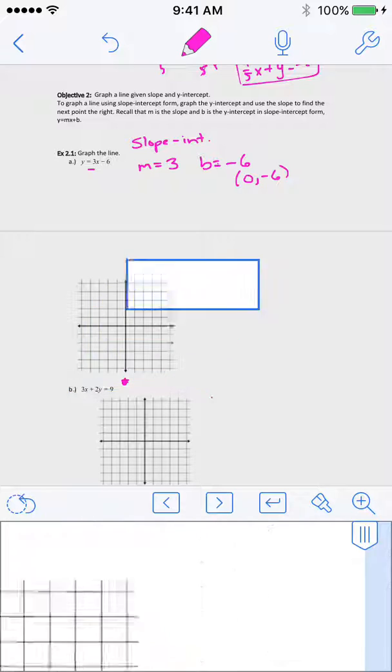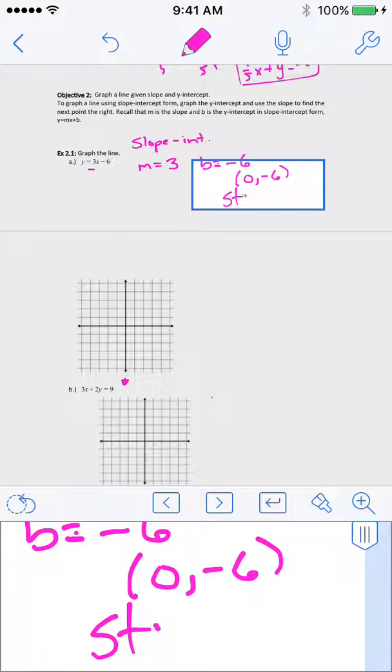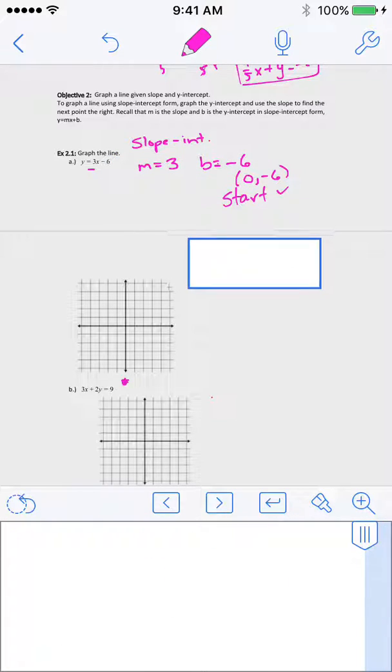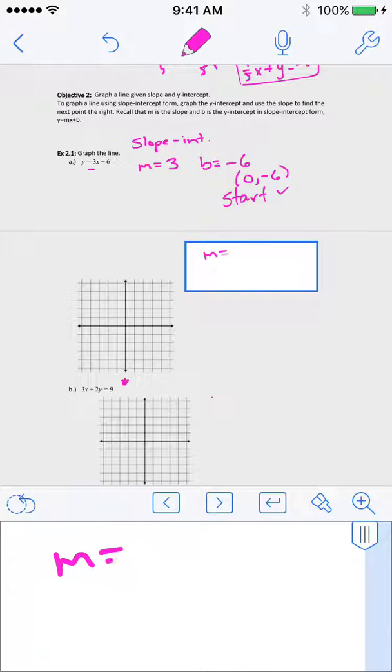Alrighty, so from here, that's our starting point. We got start. We put it on the graph. Check. Now we have our slope, and remember that slope is walking direction. So since m equals 3, well, that's great, but I don't really know how to walk 3, right? It's supposed to be up some and over some, or down some and back some, right? So I need to convert this to a fraction.